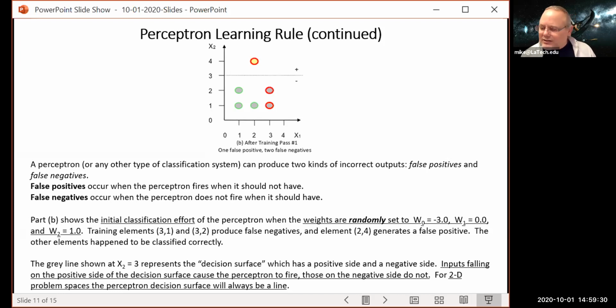So we have these two different kinds of classifications, but that doesn't mean that they're always equal in how bad they are. In some systems, a false positive can be worse than a false negative and vice versa. But we're going to focus on minimizing both of these because we want our perceptron to give us accurate results.